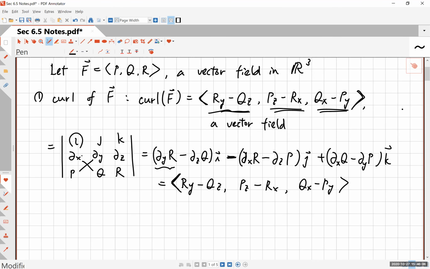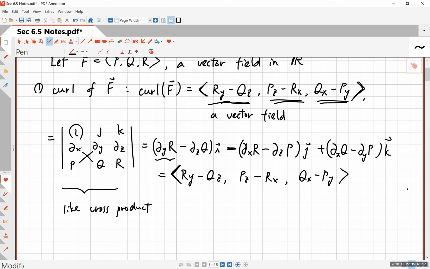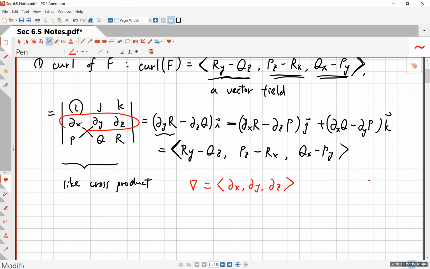Because this is very much like the cross product, right? It's not the cross product, because the cross product is only defined between two three-dimensional vectors. And what I'm saying is that the second row is really not a three-dimensional vector. It is an operator though. So we call this the gradient operator. What is the gradient operator? Well, the gradient operator is not a vector, but it is like a command or an instruction. It's an operator, like the derivative operator.